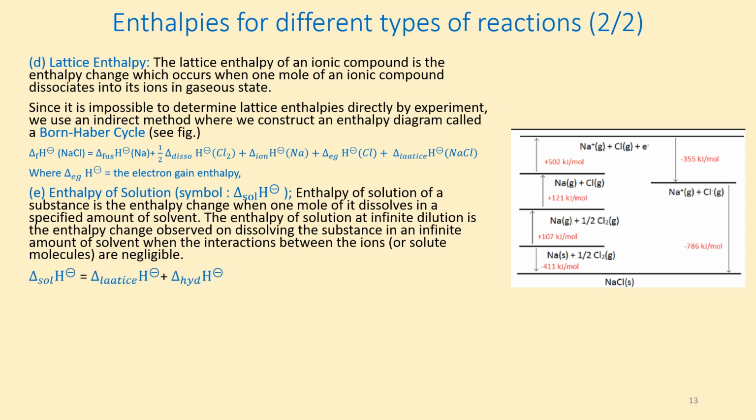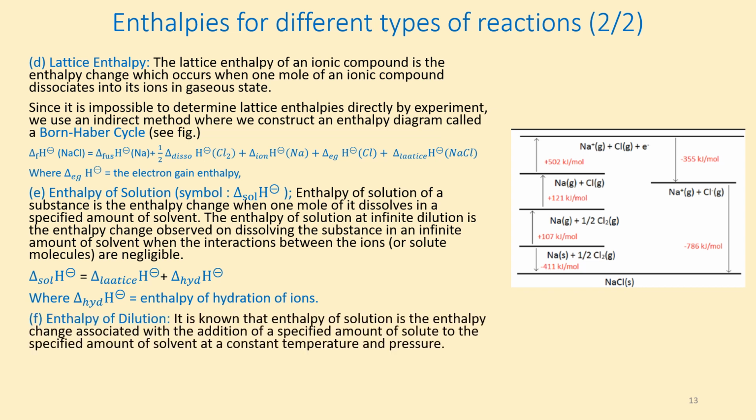So delta sol H naught is represented by delta lattice H naught plus delta hydration H naught, where delta hydration is the enthalpy of hydration of ions. The next one is enthalpy of dilution. It is known that the enthalpy of solution is the enthalpy change associated with the addition of a specified amount of solute to the specified amount of solvent at a constant temperature and pressure.